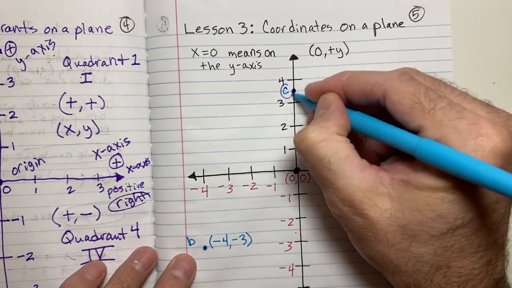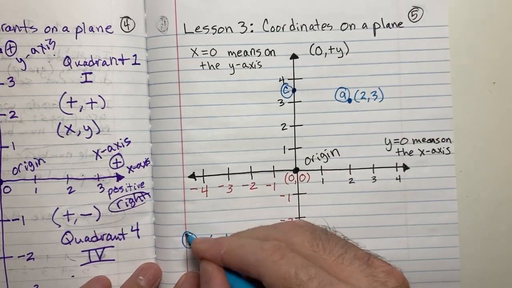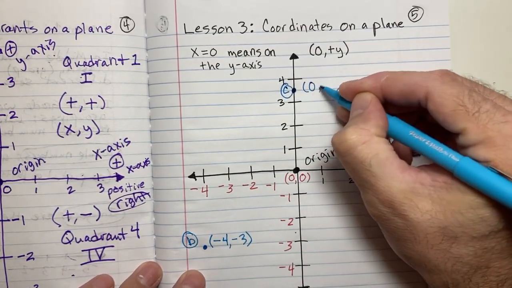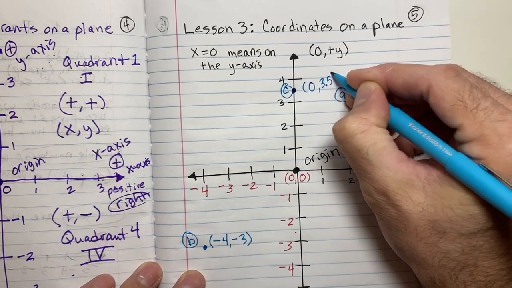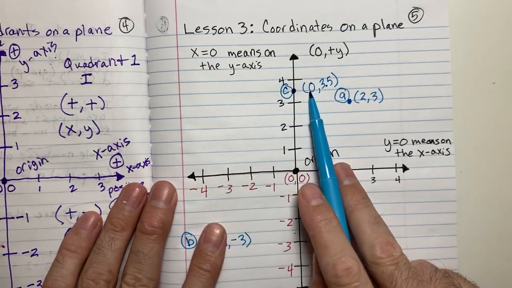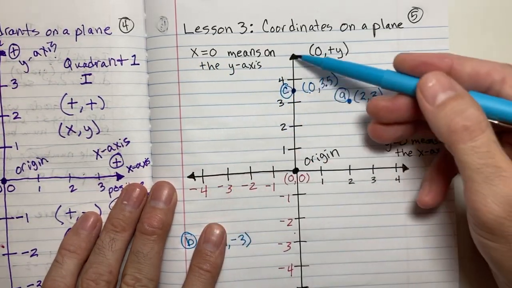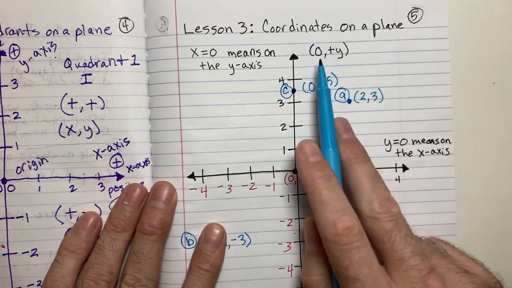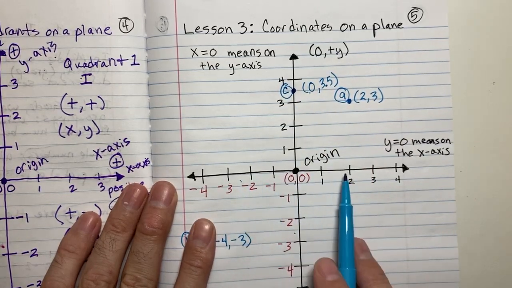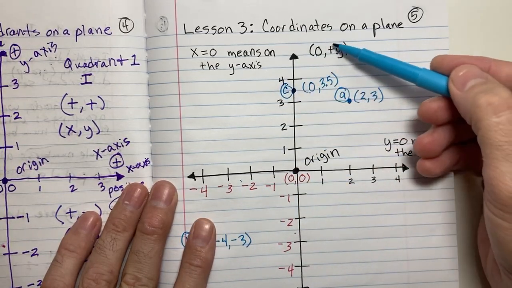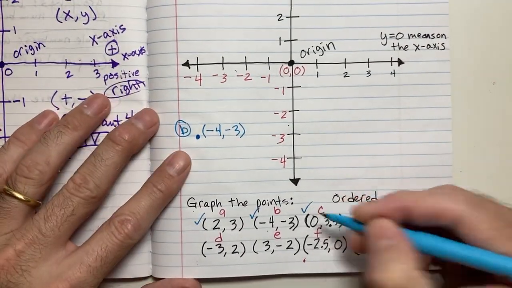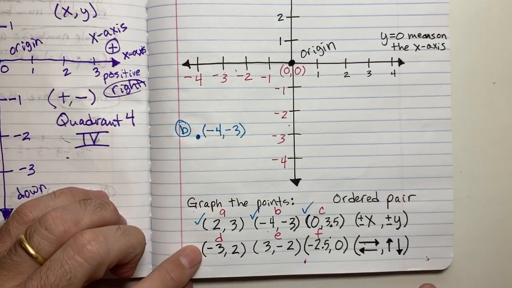We could probably circle these just to help us identify them. So that's point C, and that is (0, 3.5) for our ordered pair. When the x value is 0, what that means is we are on the y-axis. So 0 and then some value for y. 0 means we don't go left or right, so we stay on the line, and then we just go up or down. Okay, so that's point C.